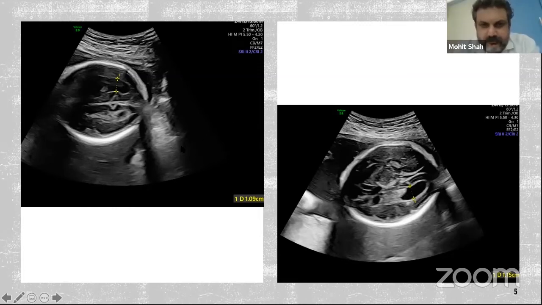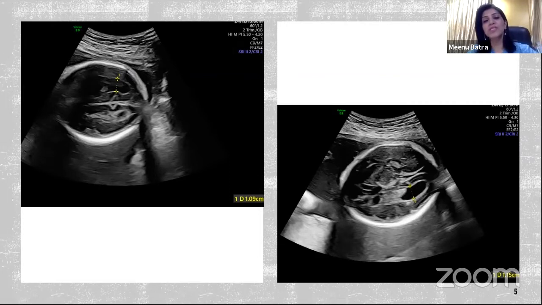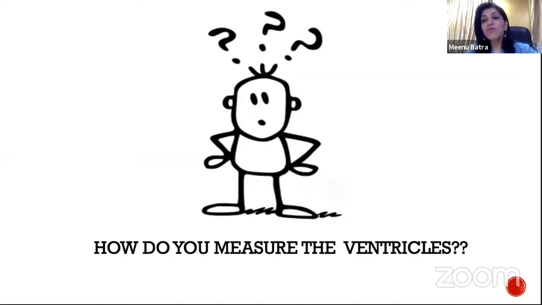Yes. So if you look at the ventricle measurements on both the sides, you see that the ventricles are measuring as 11 millimeters and 12 millimeters, which was suggestive of mild ventriculomegaly. Now, but before we go further to the case, I think the most common dilemma that we all have is how do we measure the ventricles?